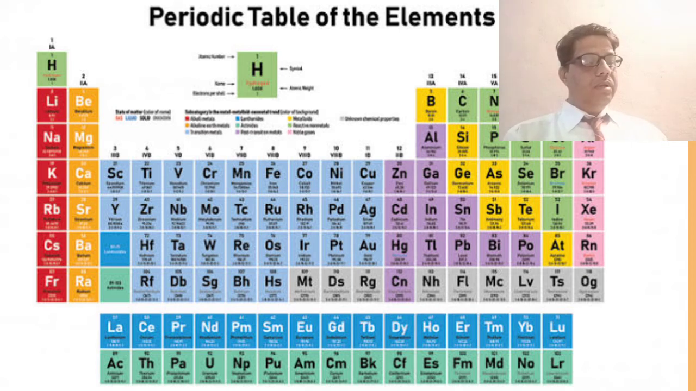So the next one, the electronic configuration. The details about electronic configuration are given in table 8.2, that is configuration of 3D series.